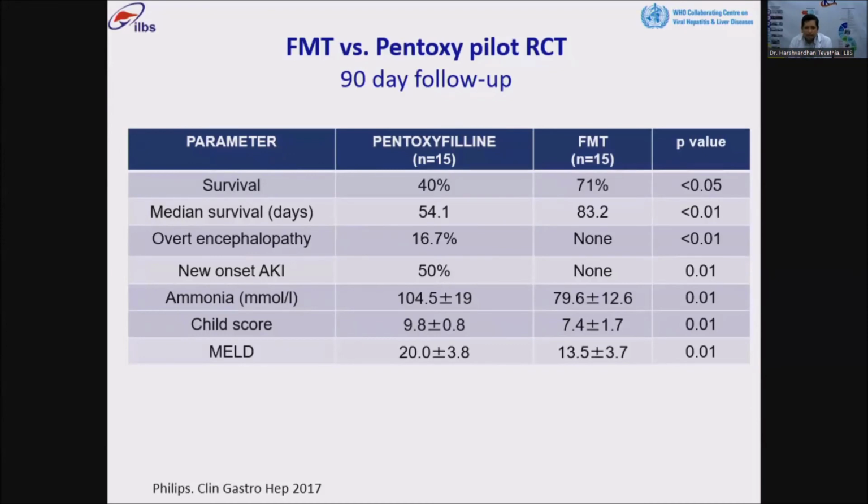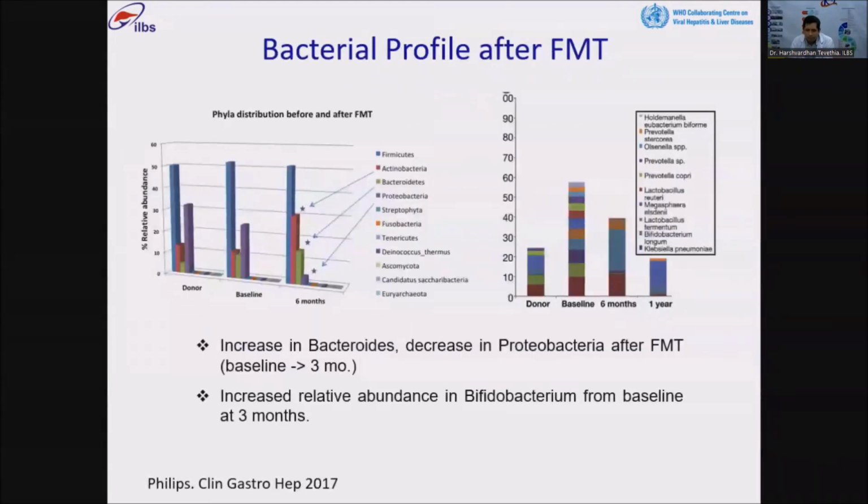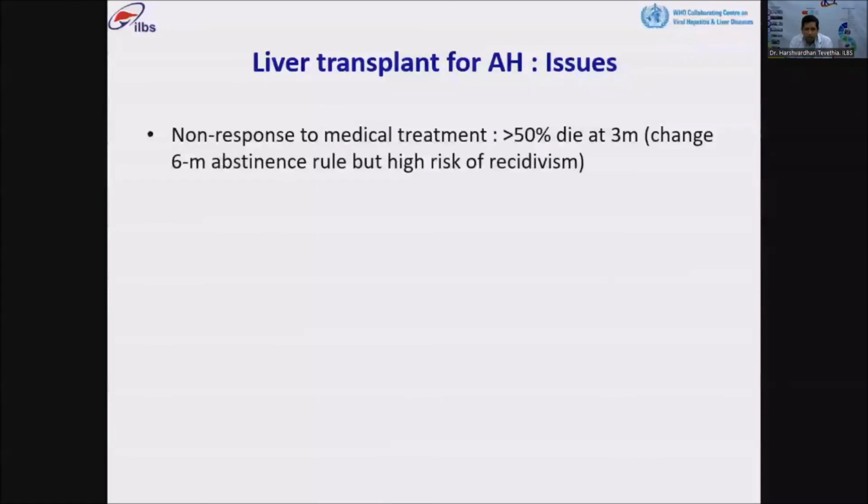And this is where the next concept was made, where we actually directly compared FMT versus steroids in patients with ACLF. We looked at the bacterial profile after FMT. And as we have seen, there's an increase in bacteroidetes as well as a decrease in Proteobacteria after FMT, which is what is normally required. Normally, the higher the Proteobacteria, the worse the microbiome profile. And it has also shown that there's an increase in abundance of Bifidobacteria, which is a good microbiota, from baseline at 3 months. Now, liver transplant for alcoholic hepatitis remains one of the key factors.